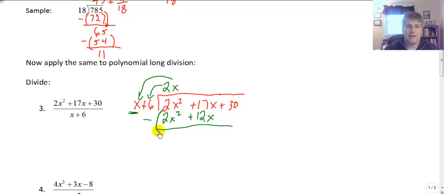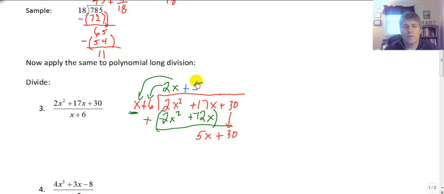Now we subtract that entire quantity. So we change all our signs and go ahead and add. So the 2x squareds will drop out, and we get 17x minus 12x, and we get 5x, and then we'll go ahead and bring down the 30. So when we subtract that quantity, we get 5x plus 30, and we start that process all over again and ask ourselves, how many times does x go into 5x? Well, x goes into 5x 5 times.